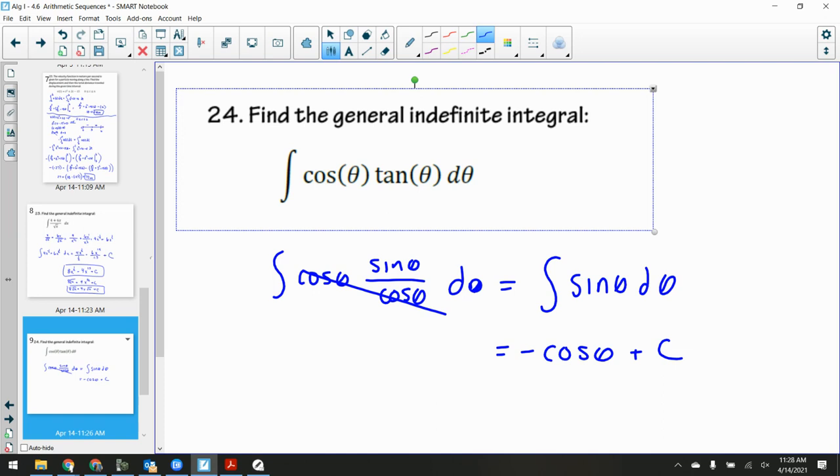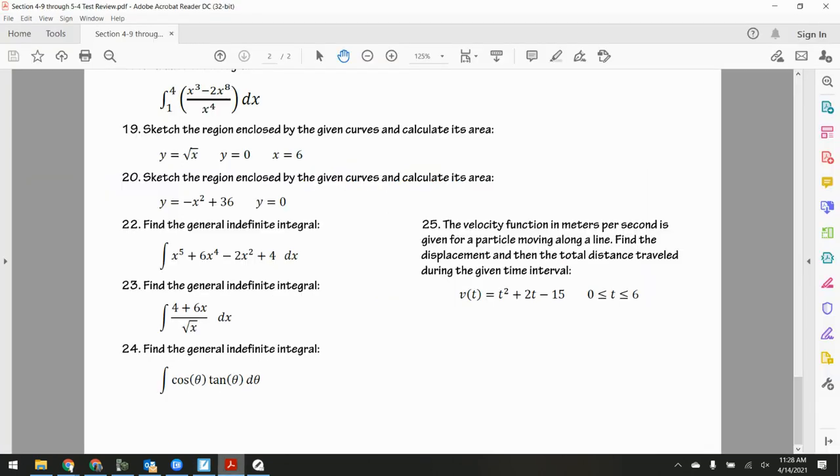Like numbers 19 and 20 where it says sketch the graph. Would you give me a graph to work with, or are we just going to freehand it? Freehand it. Yeah, freehand it. It's going to be very similar to what was on the quiz. What other questions? Go for 18.